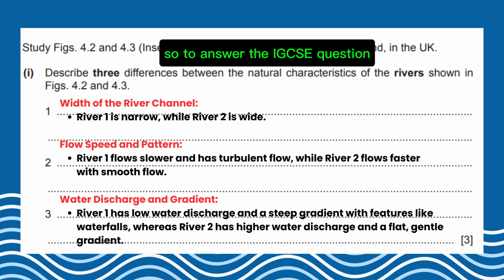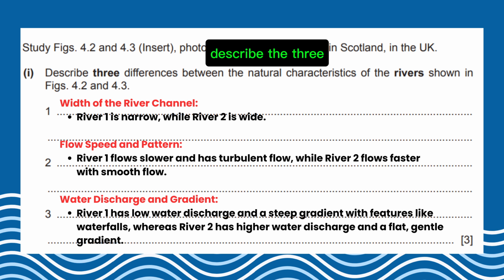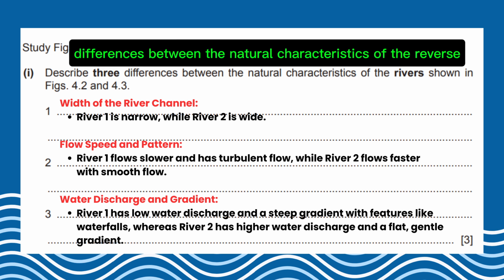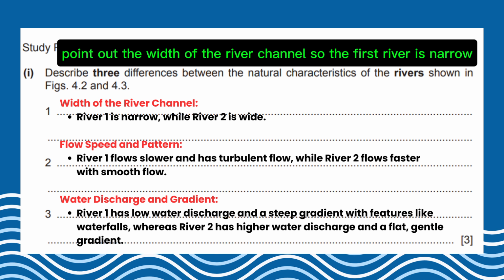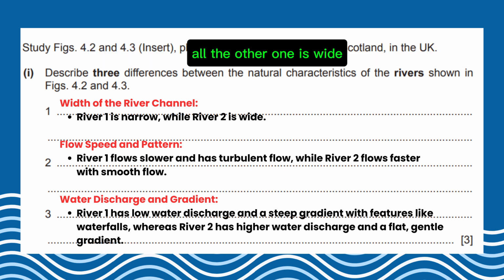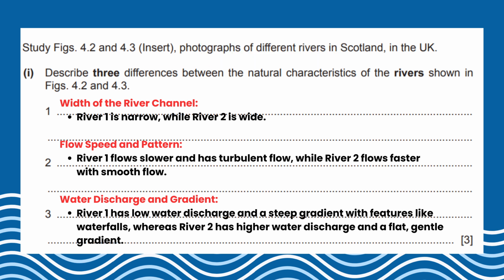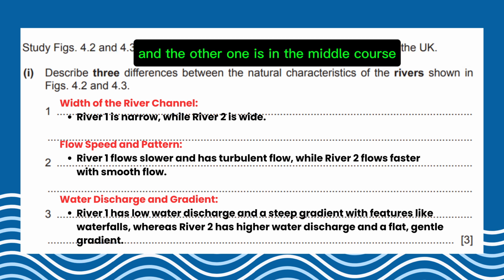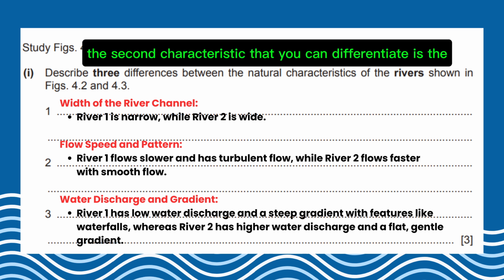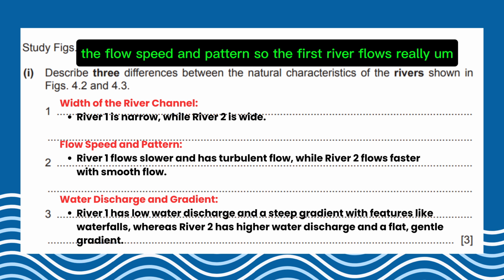So to answer the IGCSE question, describe three differences between the natural characteristics of the rivers shown in figures 4.2 and 4.3. You can point out the width of the river channel. So the first river is narrow, while the other one is wide. You can also include that this part of the river is the upper course and the other one is in the middle course. The second characteristic that you can differentiate is the flow speed and pattern.